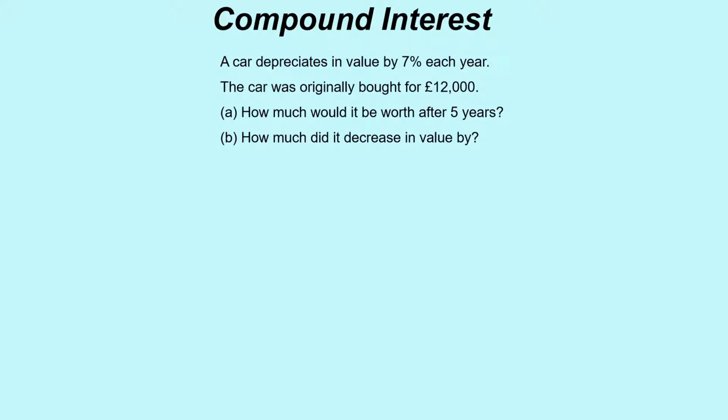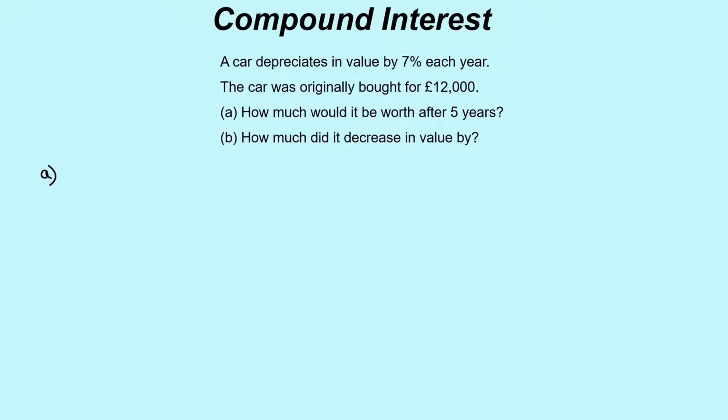That means going down in value by 7%. The car was originally bought for 12,000. Part A, we're looking for how much the car would be worth after 5 years. So it's depreciating by 7% per year over a period of 5 years. So what we want is a way of calculating that interest on a kind of rolling basis.